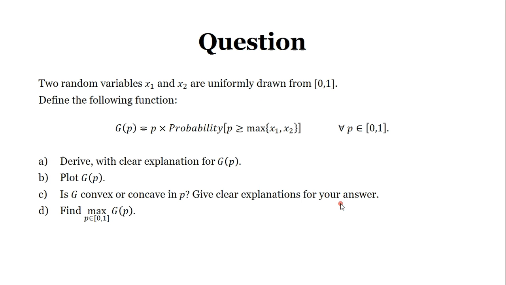The question says there are two random variables x1 and x2, both uniformly drawn from 0 to 1. Now this function g of p is given like this. So part A asks you to find g of p, and the other parts B, C, D are very easy if you do the first part. So now what is the solution?